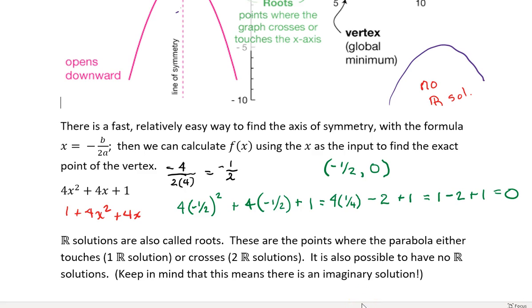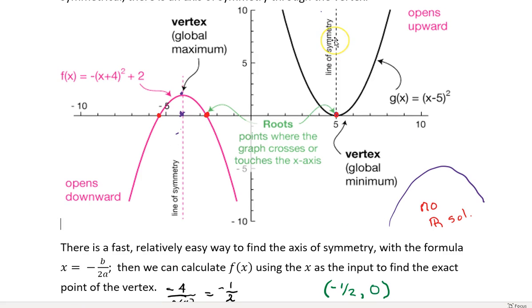And when we have exactly the vertex, just touching the x-axis, it can be anywhere along here, you're going to have one solution. You're going to have one real solution. Here, of course, you have 2 real, and here you have no real solutions.